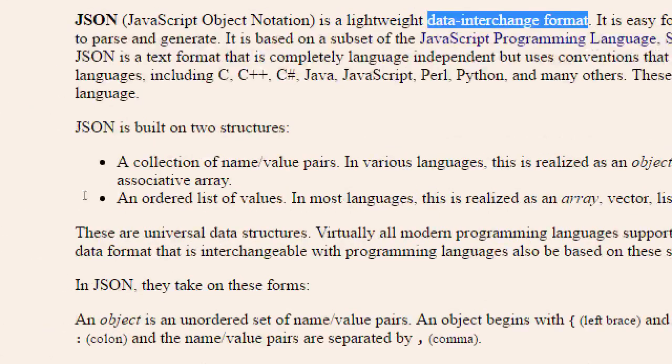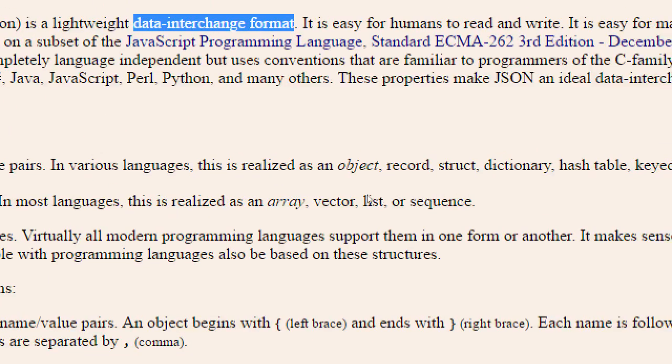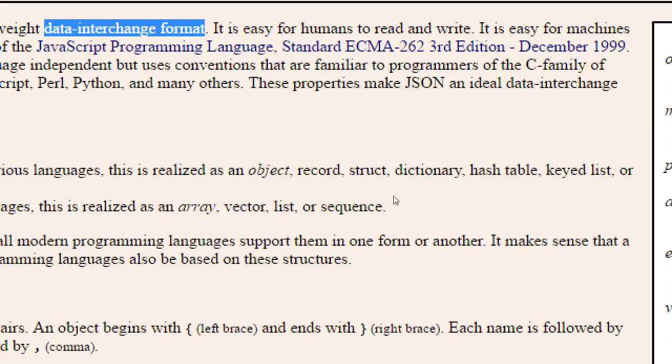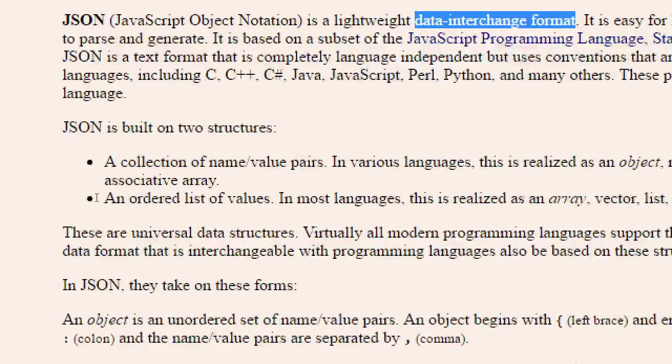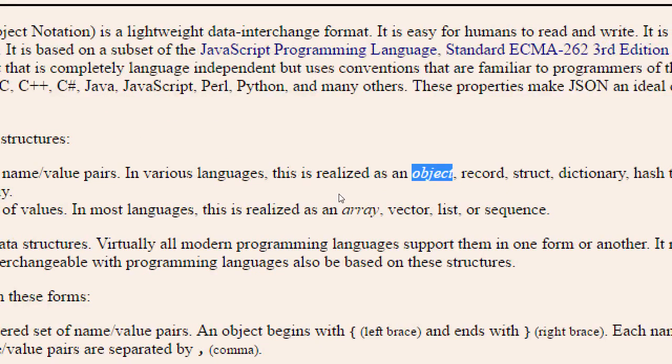JSON is built on a collective name and value pair. In various languages, this is realized as an object, or a record, or a struct, or a dictionary, or hash table, whatever they want to call it, keyed list, or associative array. So if you've dealt with any databases in other languages, maybe a couple of those ring a bell, associative arrays and such objects. We've talked about objects in this class and previous class in several different times.